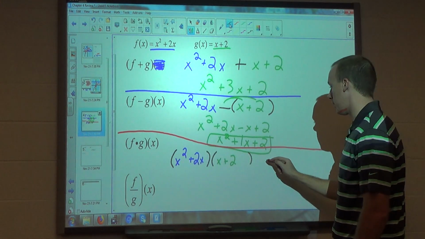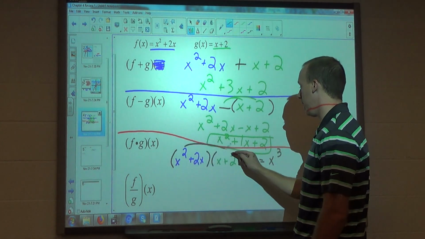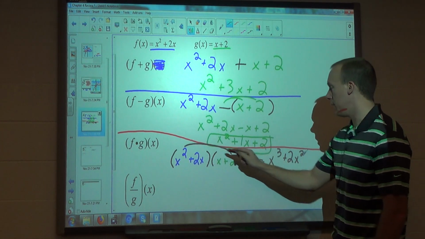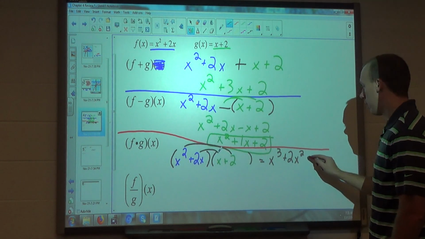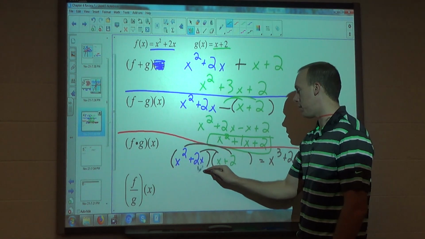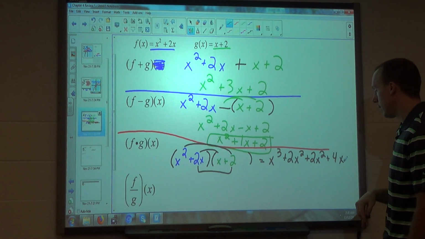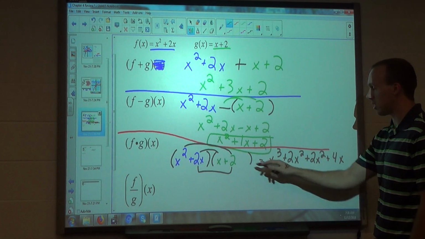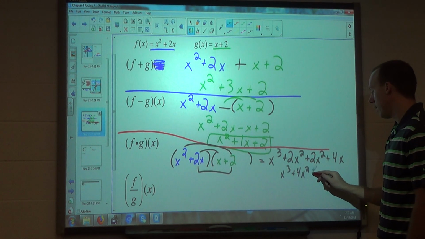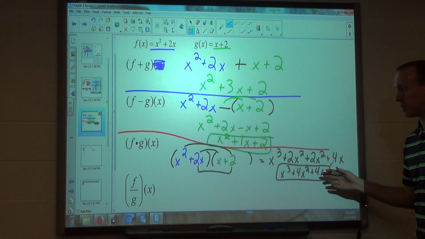X squared times x gives me x cubed. The outside gives me a positive 2x squared. The inside gives me a positive 2x squared. And the last term gives me a plus 4x. And then you just combine like terms. So this is FOIL. X cubed plus 4x squared plus 4x. And there's no like terms, so I'm done.